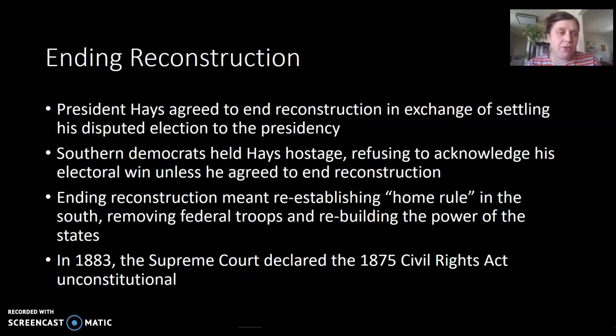So they're refusing to acknowledge that he won the Electoral College, so they're holding back their delegate votes unless he agrees to end Reconstruction. So Hayes, being an ambitious and spineless political leader, says, okay, I want to be president, so sure, we'll end Reconstruction. And this can't be underestimated, what a huge impact this decision to end Reconstruction brought towards the path of American political history.